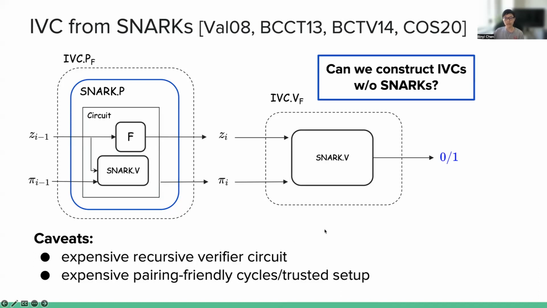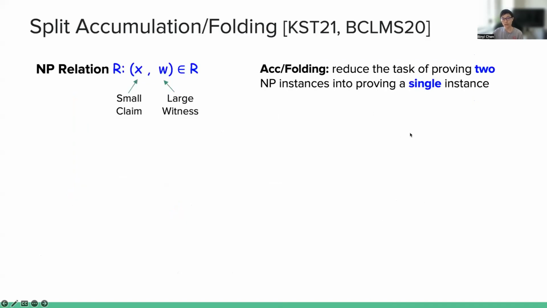So given this, many researchers are trying to explore whether it's possible to construct an IVC scheme without the use of SNARKs. And one of the most popular directions recently is exactly the folding scheme, or the equivalent notion of split accumulation scheme proposed by Nova and another paper, this paper from TCC, which also introduced some very similar notions and some similar results. So what is a folding scheme or an accumulation scheme?